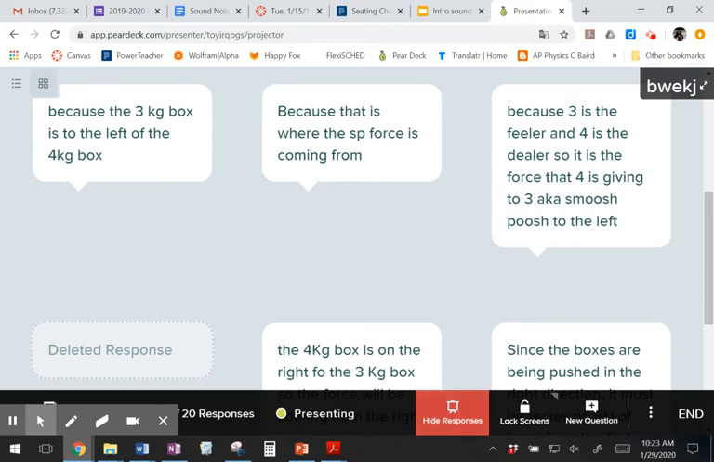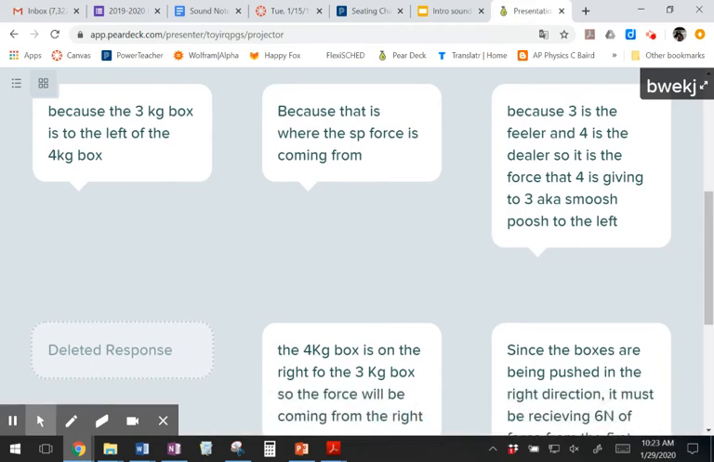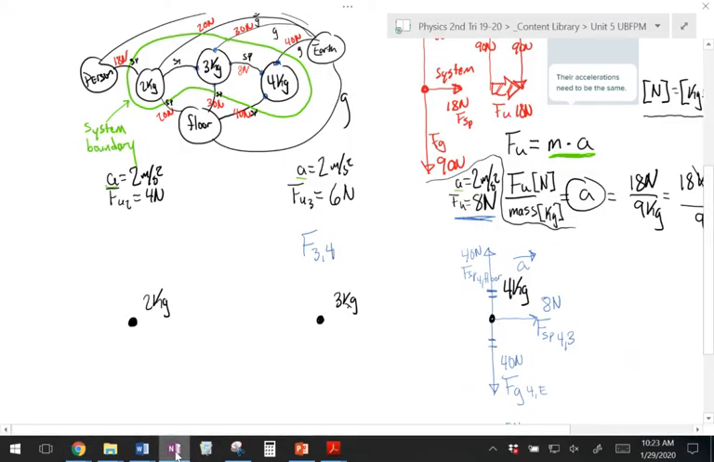This is another important thought. This type of force is a smoosh poosh. Earlier in the year, we came up with that rule set. Smoosh pooshes point how relative to the dealer? Opposite. So if the 4 is over here, the smoosh poosh the 3 feels from the 4 has got to push away from the 4. That's a really important understanding as well. Okay? That's great. So you guys are all having some really, really good thoughts here.